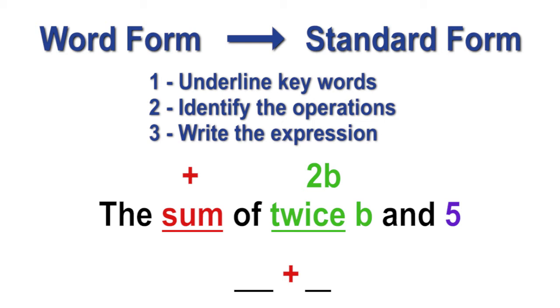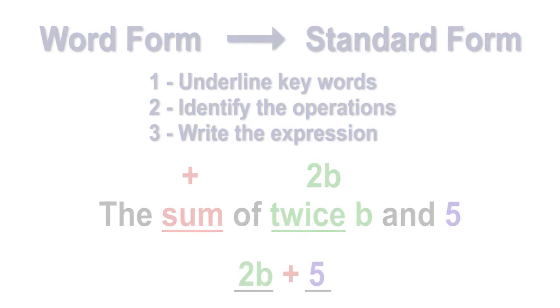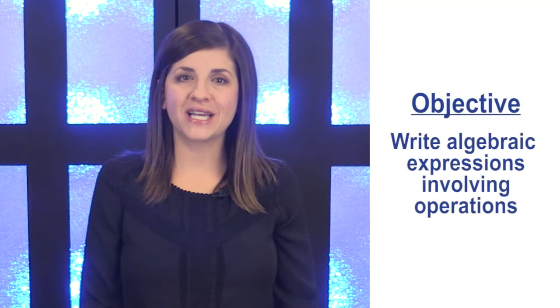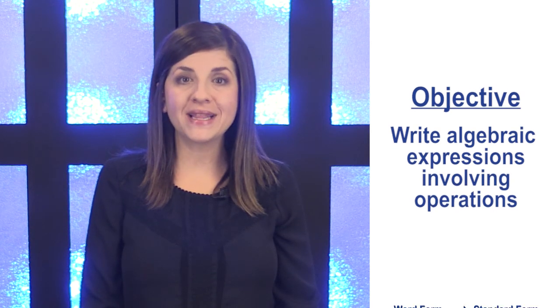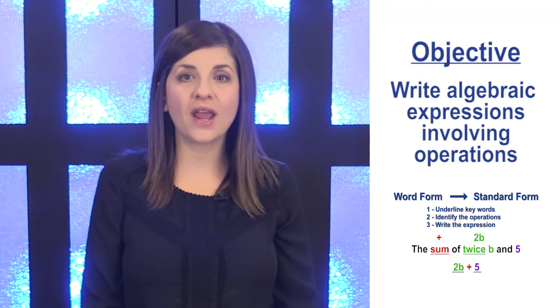Finally, write the expression. 2b will go in our first blank, and 5 will go in our second blank. The standard form matches the written expression, the sum of twice b and 5. The objective for this lesson was to write algebraic expressions involving operations. We met this objective by generating the standard and written form of algebraic expressions involving single and multiple operations.